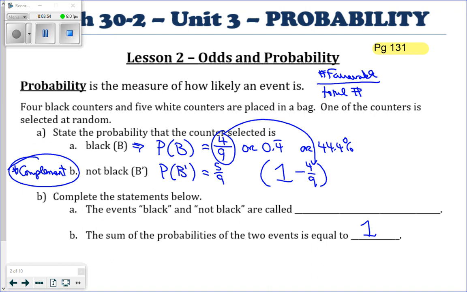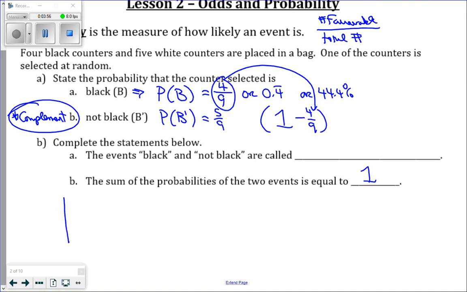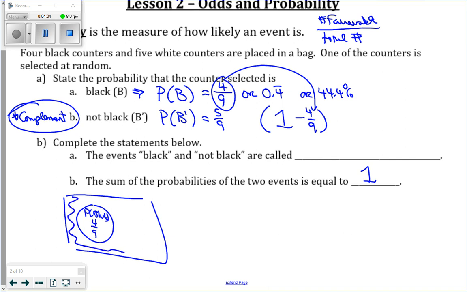If you think of it like set theory, this is the probability of black, so it's 4 out of 9. This is the probability that it's not black, which is 5 out of 9. And the universal set has to be 100% or 1. So 4/9 plus 5/9 is 1. Okay?